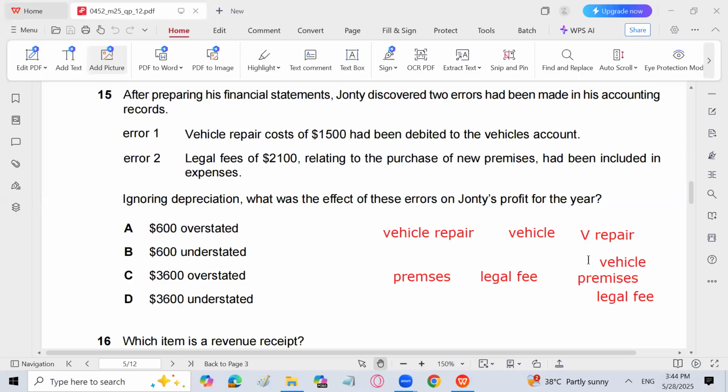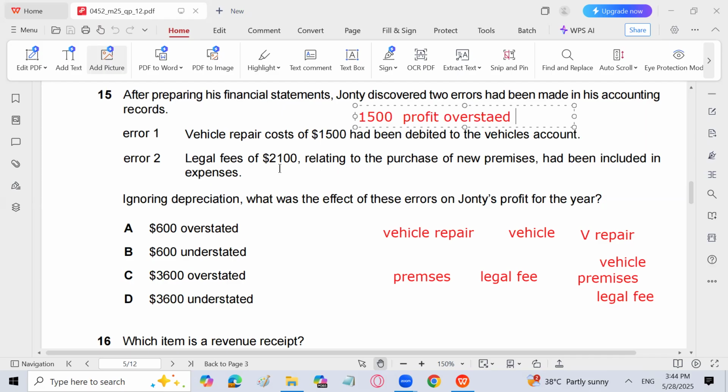You can pass the rectifying entry and then you can reverse its effect, because we want the profit effect of profit before correction. I repeat it again. देखें, हमने vehicle repair expense record नहीं किया, उससे क्या हुआ? Expense 1500 is not recorded. Expense has gone down. Because of that, profit has been overstated. So because of 1500, profit is overstated, right? And legal fee 2100 relating to purchase of new premises had been included in expense.